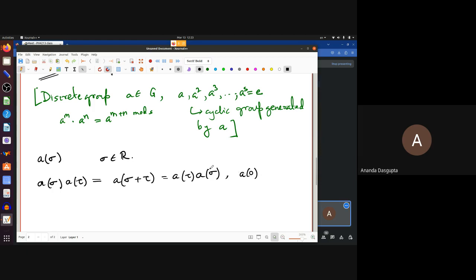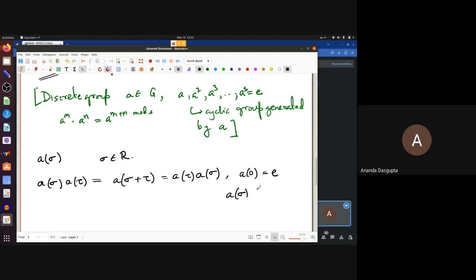An immediate consequence of this definition is: A of 0 should be what? The identity. Because if you put in A of 0 here, that's the same as A of 0 plus tau, so it's the same as A of tau, and that means A of 0 has to be the identity.